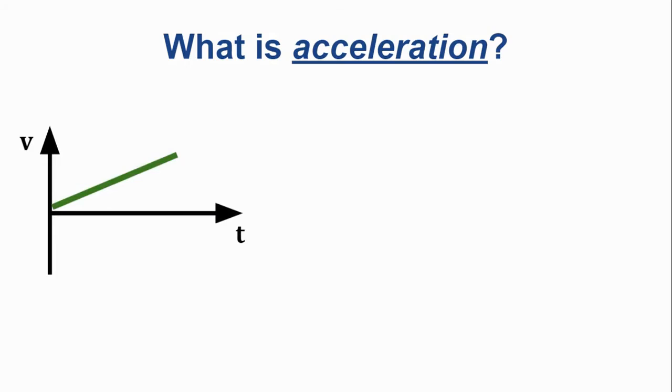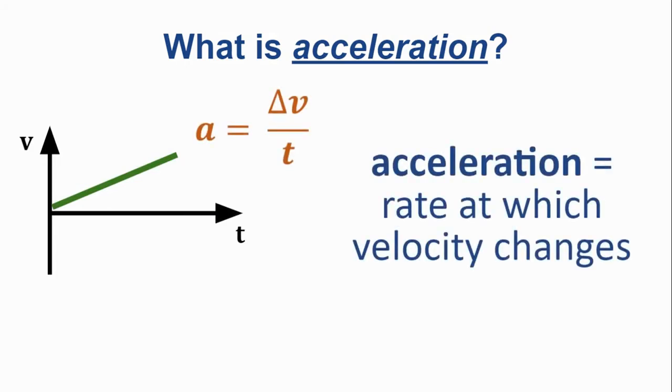When we talk about acceleration, what we really mean is the rate at which the velocity is changing. How quickly is the velocity changing as something is speeding up or slowing down? Mathematically, this means that we are looking for the change in velocity divided by the time over which that change takes place.